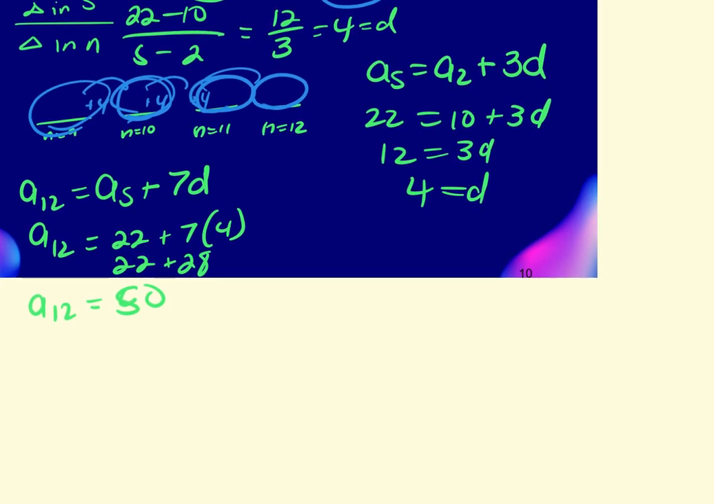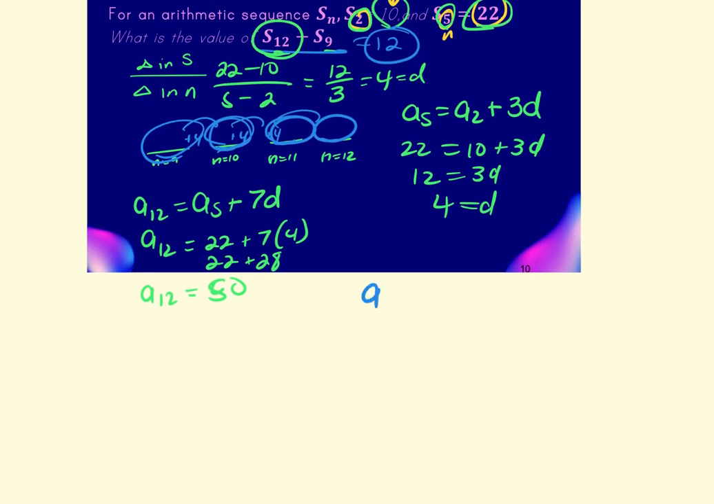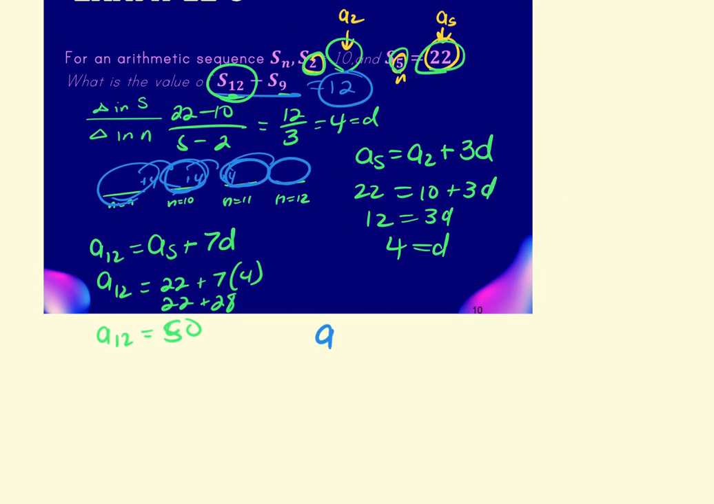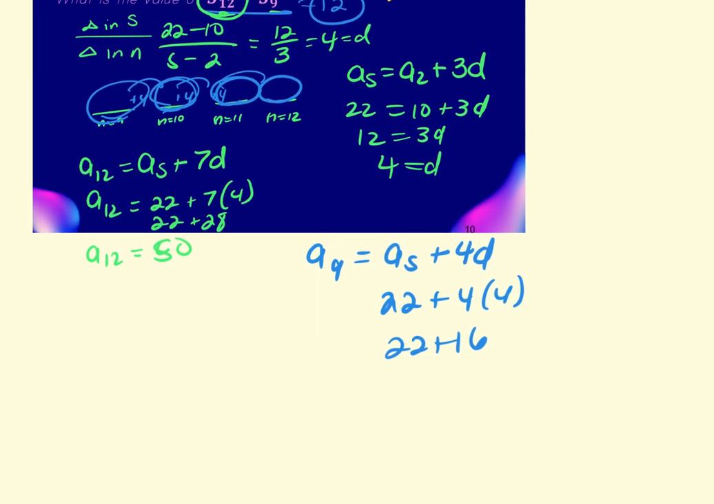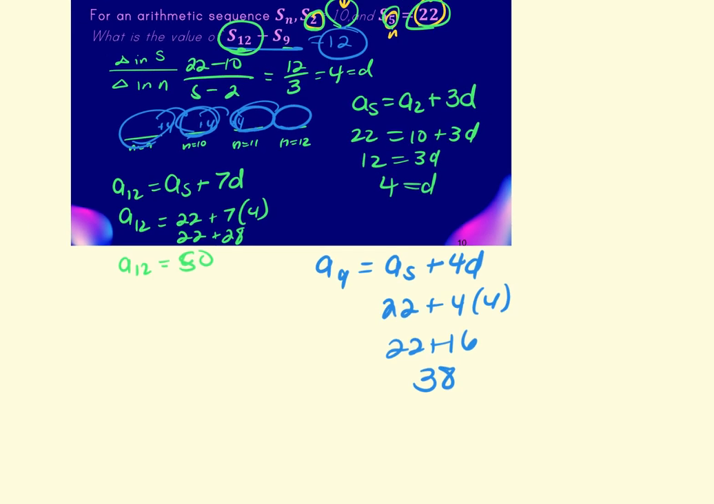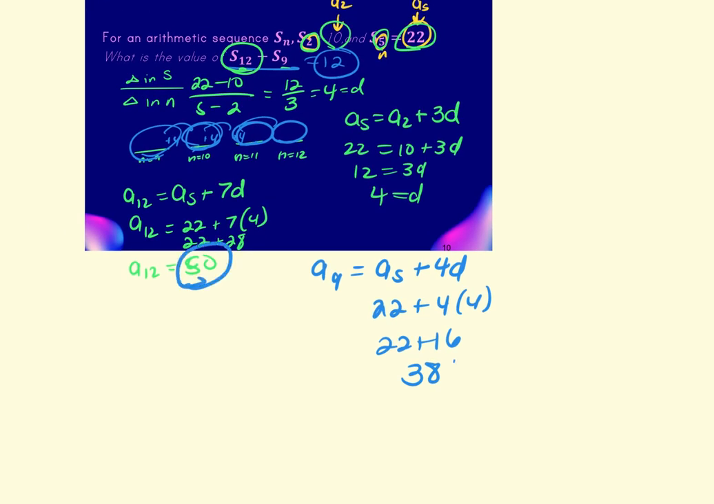Right. So I could say A, what am I finding? A9 would equal A5 plus 4 times D. A5 is 22 plus 4 times 4. 22 plus 16. And then I can say 50 minus 38.